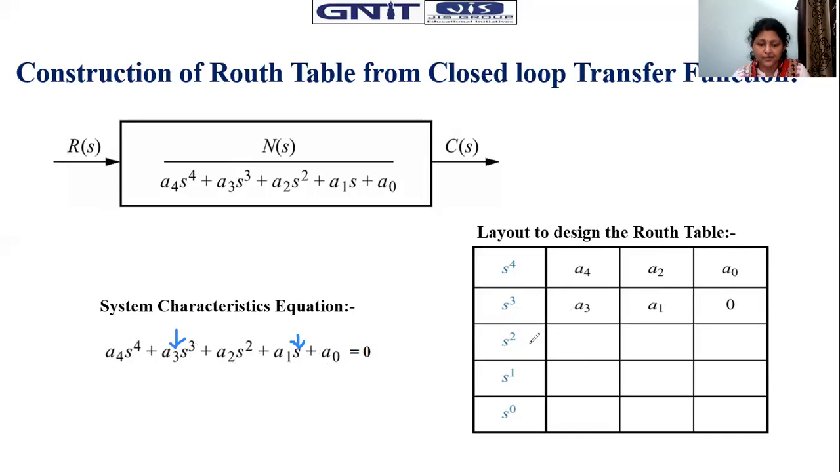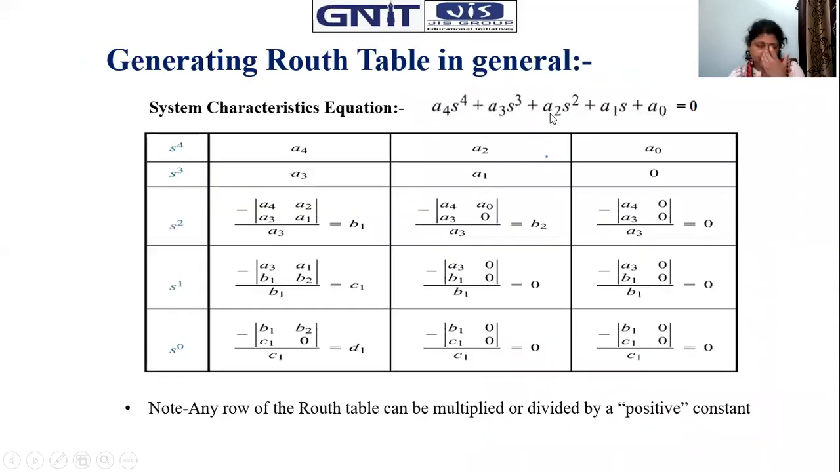Then we will move to the next part. What will be the coefficients of the entries in the next rows will be included in my next slide. Let's see. So this was presented in the layout, generating the Routh table. What we got in the previous slide is a4, a2, a0, a3, a1, 0.